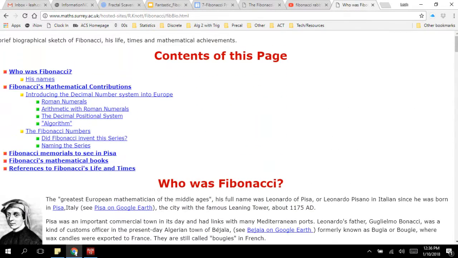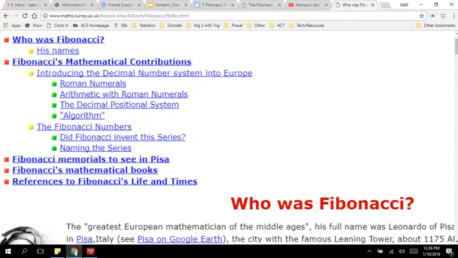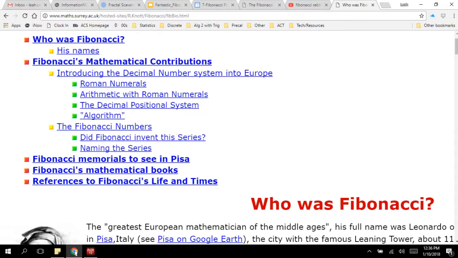But see, what happened to him is that he came up with a lot of stuff. So if we look, he has many contributions, which you've known about. You just didn't know they were due to him. He introduced the decimal number system. He came up with Roman numerals. He did math with Roman numerals. He defined the term algorithm, which is just how you work a problem. Good Lord.